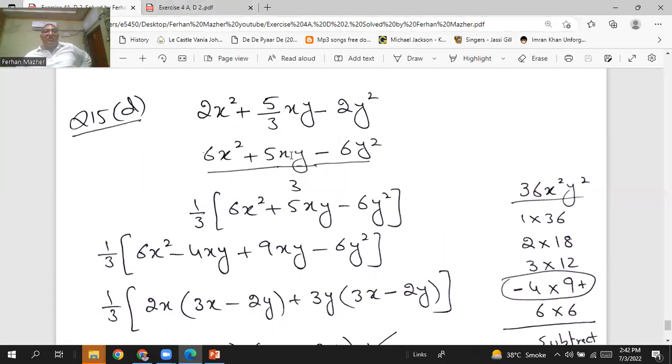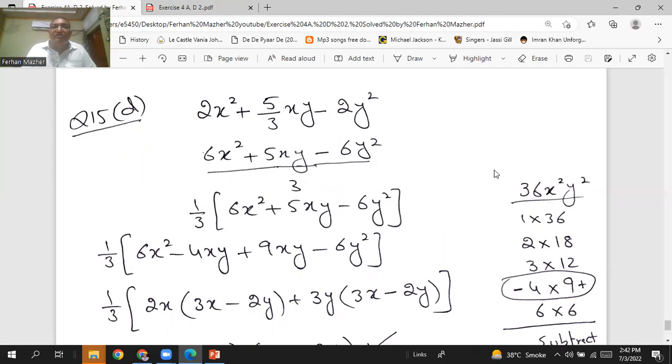So in the denominator, you only have 3. Here the denominator is 1, here the denominator is 1. So 3 will be my LCM. So this will become 6x squared plus 5xy minus 6y squared divided by 3. So I will write 1 by 3 outside, and in the square bracket, you are left with 6x squared plus 5xy minus 6y squared. Multiply these extreme terms, you get 36x squared y squared.